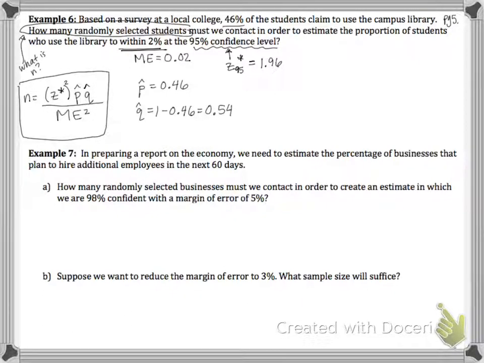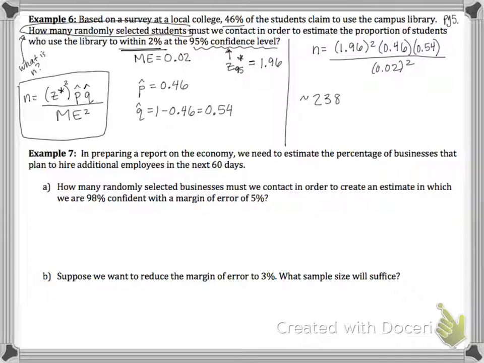So let's go over here. N equals 1.96 squared times, and then we're going to fill the whole thing in, 0.46 times 0.54, all divided by 0.02 squared. Don't forget to square the margin of error. It makes a drastic difference. The answer here is 2,385.6, but we need to convert that into the next largest whole number. So that's 2,386 students that we would need to survey.